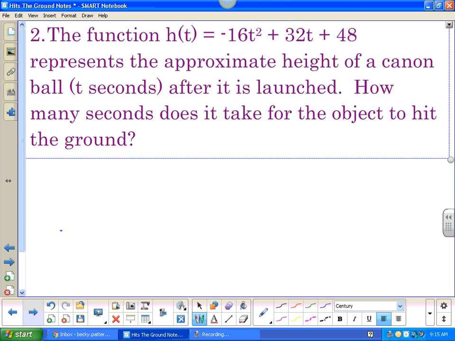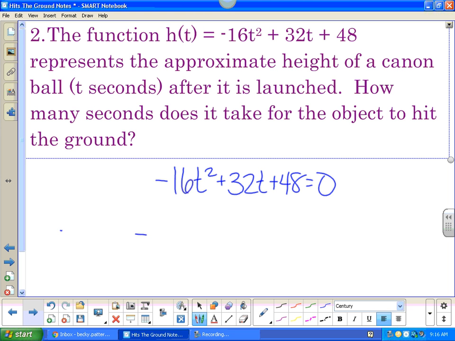So the function h of t equals negative 16t squared plus 32t plus 48 represents the approximate height of a cannon ball in t seconds after it's launched. How many seconds does it take for the object to hit the ground? Okay, again, hits the ground. I want it equal to 0 because the height is 0.